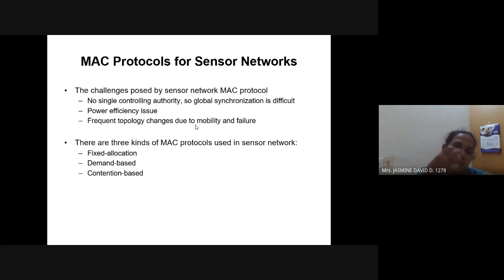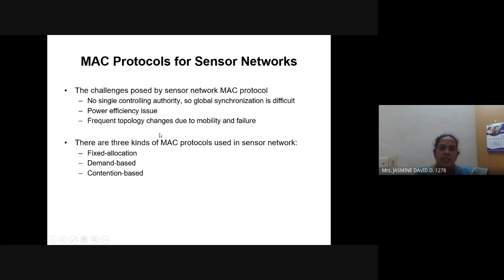As I told you, sometimes the nodes are static, and sometimes there will be mobile nodes also. So due to mobility, if some nodes move out of that particular network, the topology will change, right? Topology is nothing but the way in which the nodes are arranged in a particular network. And due to node failure also, the topology may change. So frequent topology changes will be occurring.